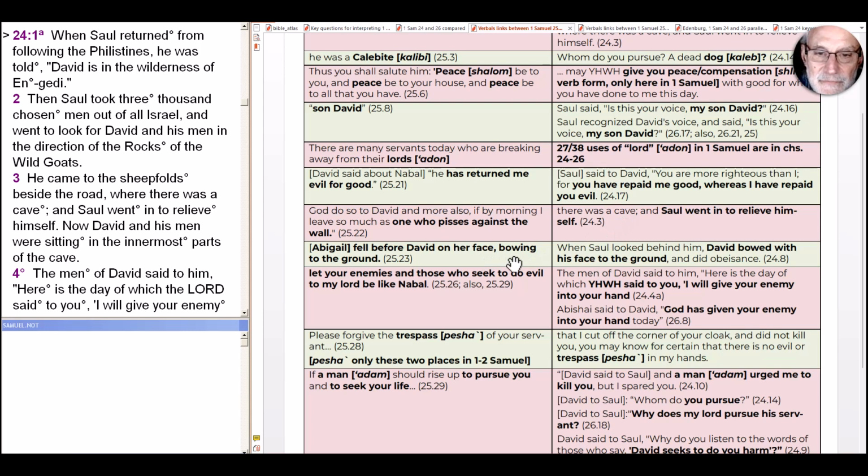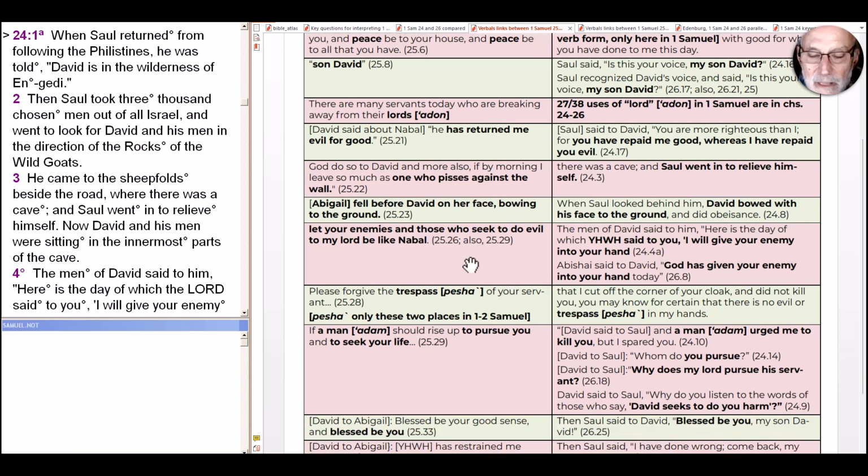Abigail falls on her face before David, bowing to the ground, as David falls on his face and bows to the ground before Saul. And then Abigail, in her long speech, the longest speech of a woman anywhere in the Hebrew Bible, says, let your enemies and those who seek to do evil to my Lord be like Nabal.